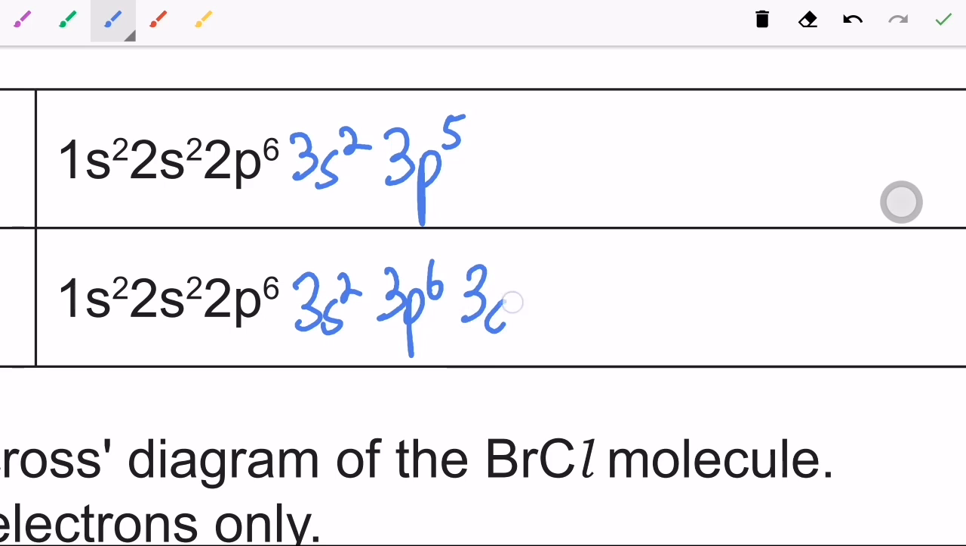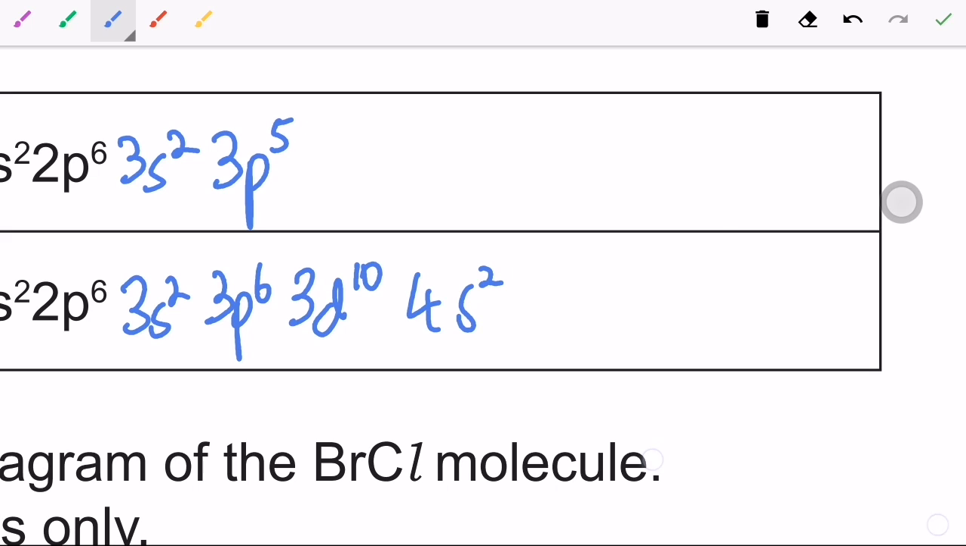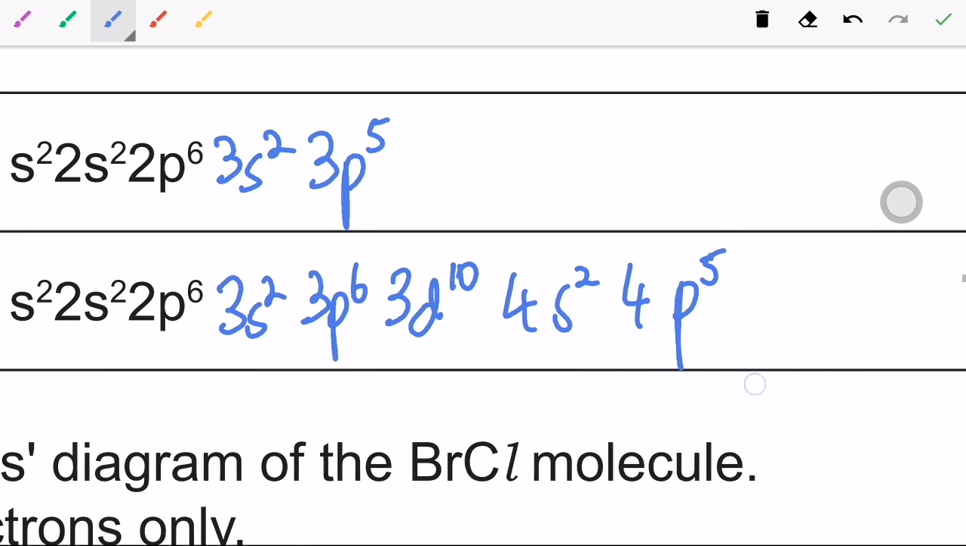3p6, 3d10, 4s2. So I have an approximation here. So 35 minus 2 minus 2 minus 6 minus 2 minus 6 minus 10 minus 2 still gives you 5. So you still have 5 to arrange. So that gives you 4p5.